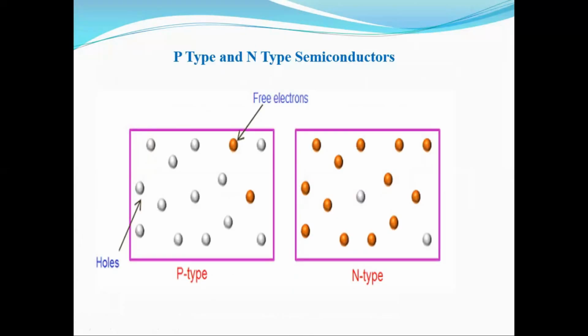Let's see about the PN junction diode. So we know a PN junction diode is formed by combining a p-type material with an n-type material.